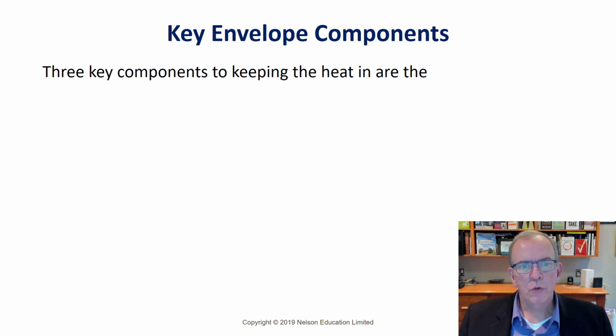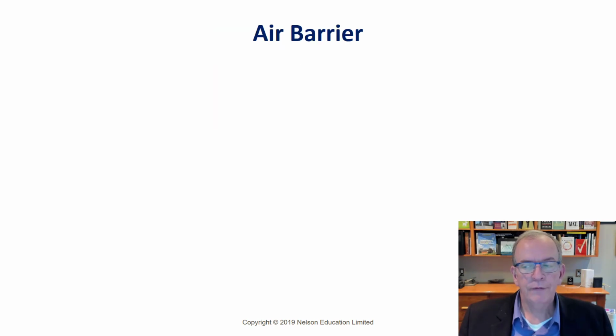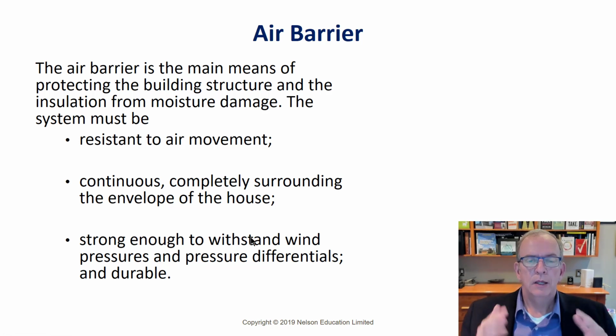So 3 key components to keeping the heat in are the air barrier, the vapor barrier, and insulation. And so we have these 3 components. One of the things you got to know is that an air barrier could go on the inside or the outside of the building. So in our neck of the woods, it can go on the inside or the outside. The vapor barrier has got to go on the warm side of the building in our climate.